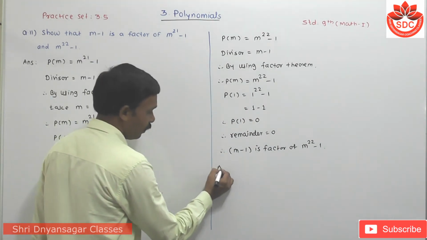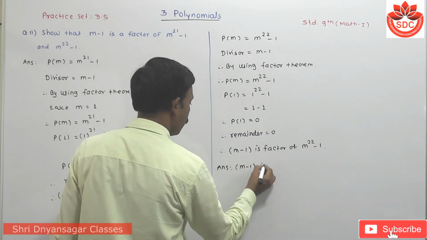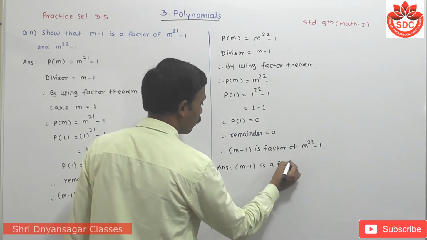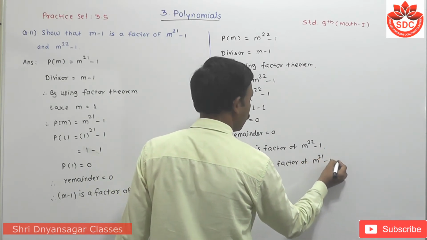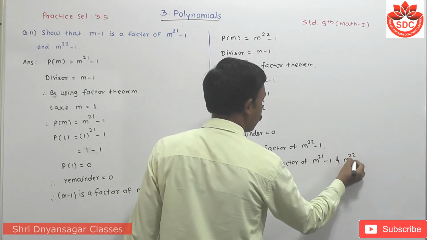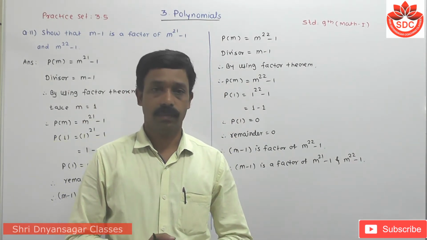Hence, we have to show here m minus 1. Therefore, write the answer in a full sentence. Answer: Therefore, m minus 1 is a factor of m raised to 21 minus 1 and m raised to 22 minus 1. Okay, we take the next question.